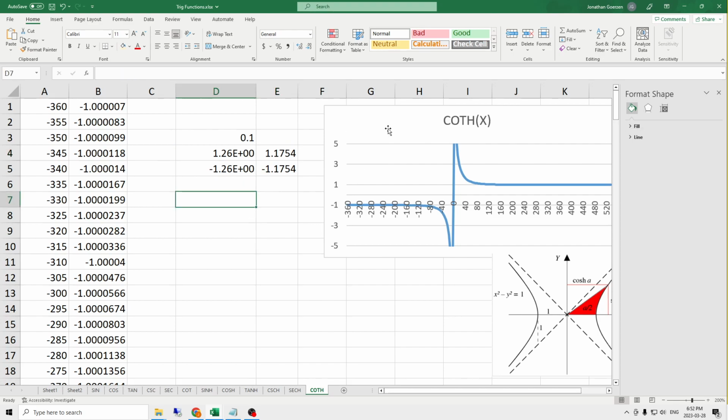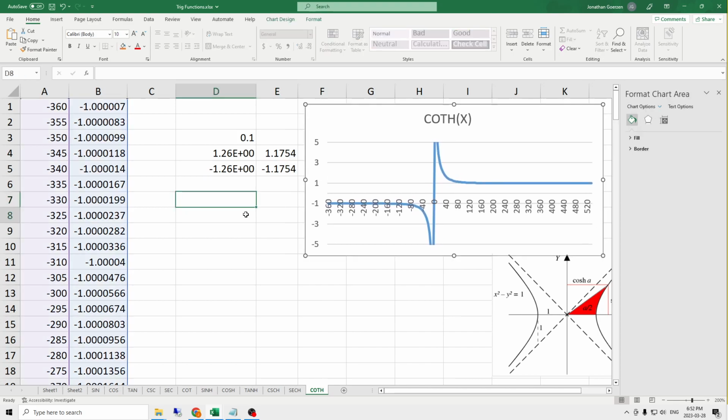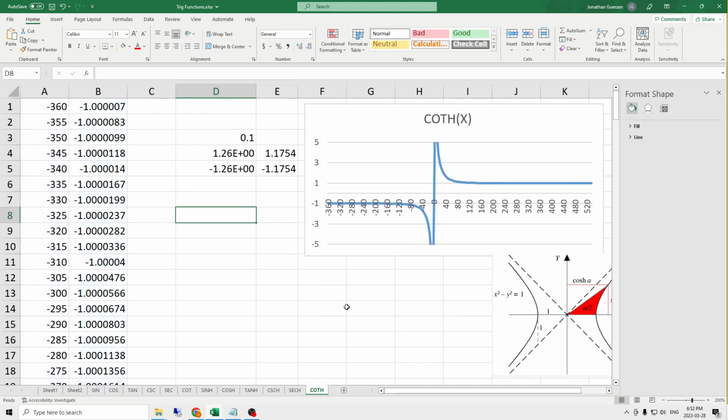Some related functions to the hyperbolic cotangent would, of course, be the hyperbolic tangent, the inverse of this function, the hyperbolic cosine and hyperbolic sine, which are used to help define this. And you can always go back to the plain old cotangent function, which is defined using circles instead of using hyperbolas, and behaves a little bit more nicely and periodically.